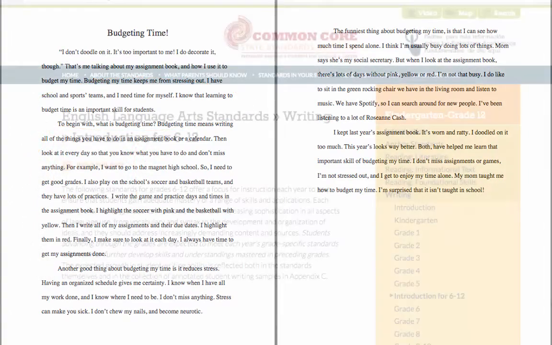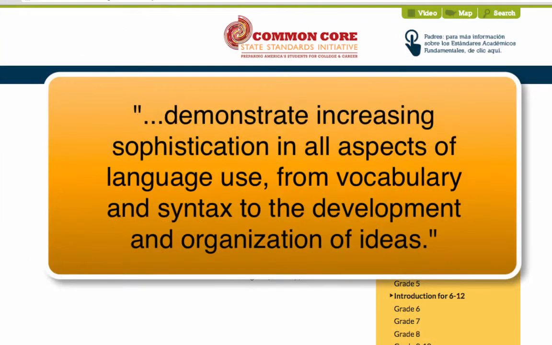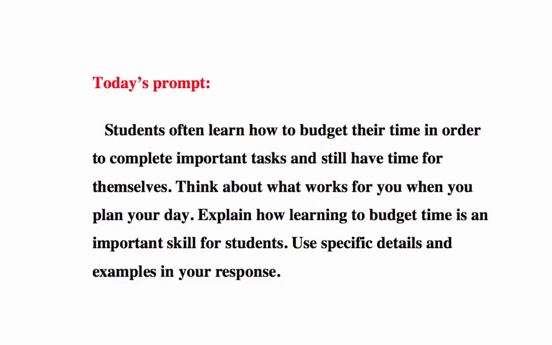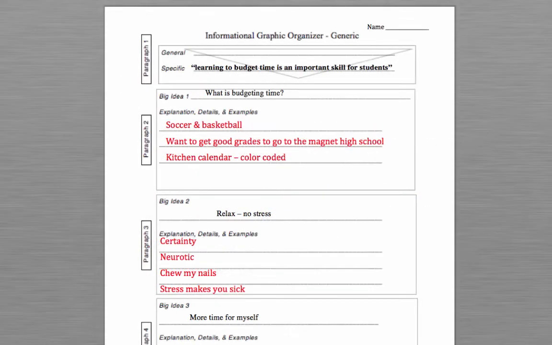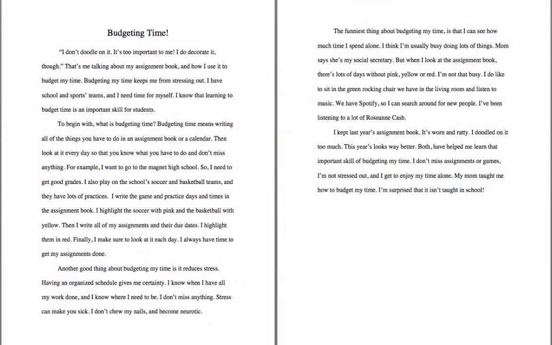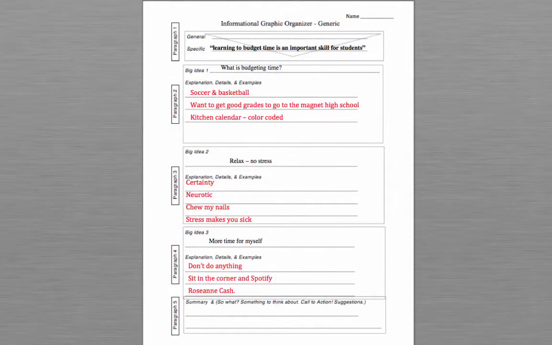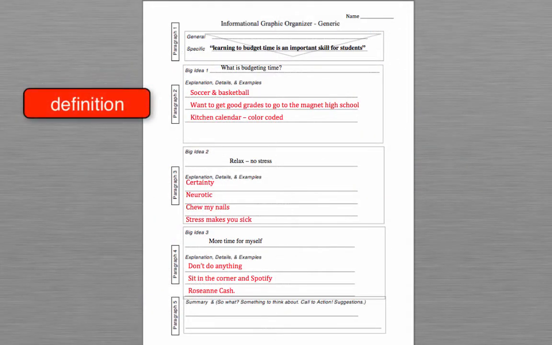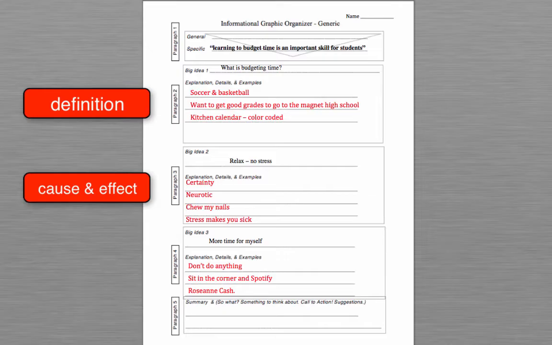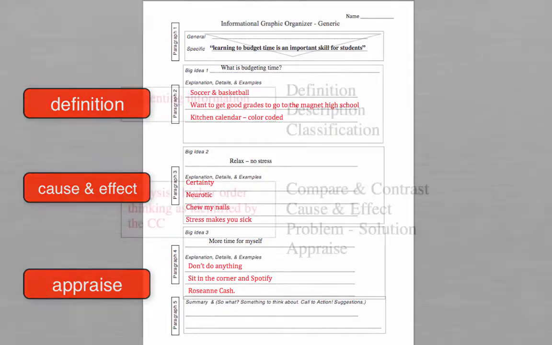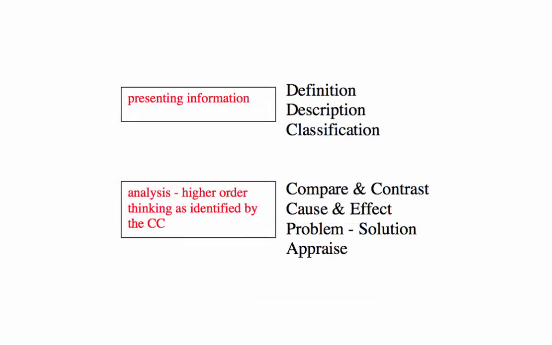The Common Core also states that students should demonstrate increasing sophistication in all aspects of language use, from vocabulary and syntax to the development and organization of ideas. This video will use an informational prompt to model a series of paragraphs on one topic. The paragraphs are arranged to demonstrate an increasing sophistication of thinking strategies. The early paragraphs present information. The later paragraphs analyze the information. This is higher order thinking as identified by the Common Core.